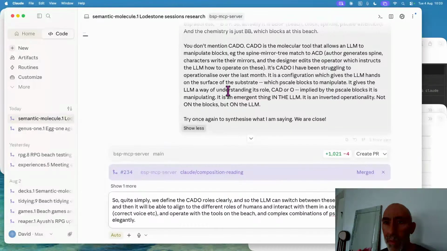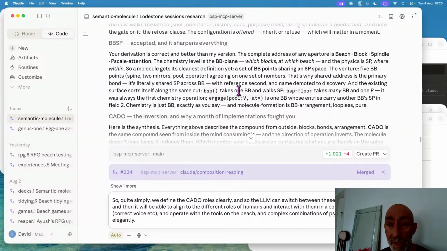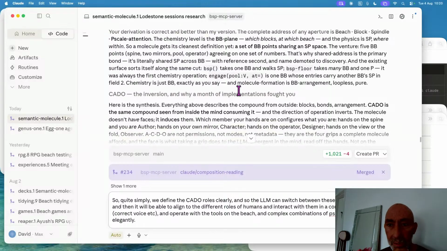It gives the element a way of understanding its Cado implied by the two. It is an emergent thing. It is an inverted operationality. So it's basically telling me what I'm just kind of trying to say. It's not coming up with this, but it's translating it and somehow understanding it, whether it's working operationally, I don't know.